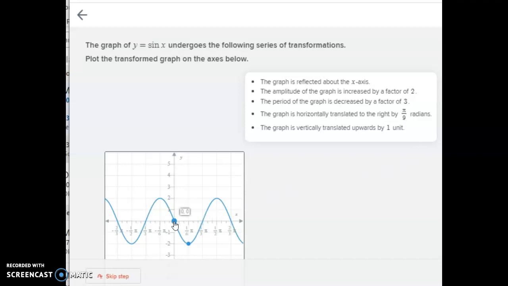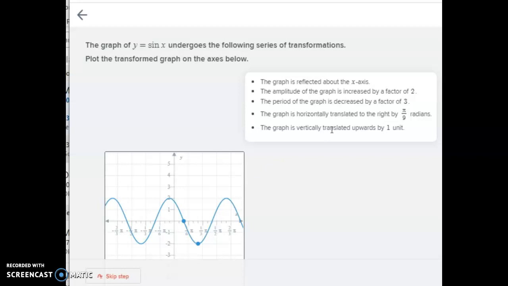So I'm going to drag this one to the right, 2 of those units, and I'm going to move this one, 2 of those units. I think I got it.